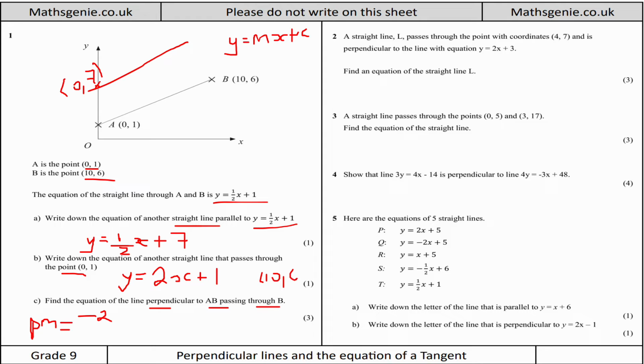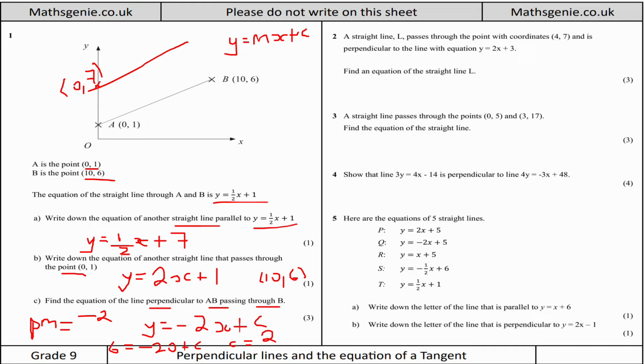So my equation is y equals minus 2x plus c, and I can substitute in the set of coordinates to work out what c is, because y equals 6 when x equals 10. So I'll have 6 is equal to negative 2 times 10, which is negative 20, plus c. Rearranging this equation, we get that c is equal to 26.